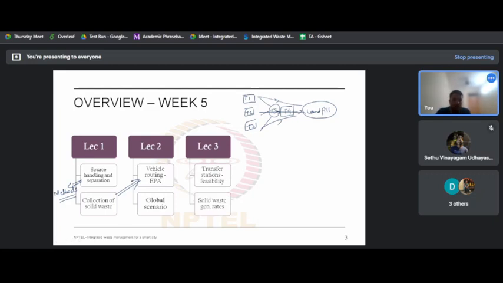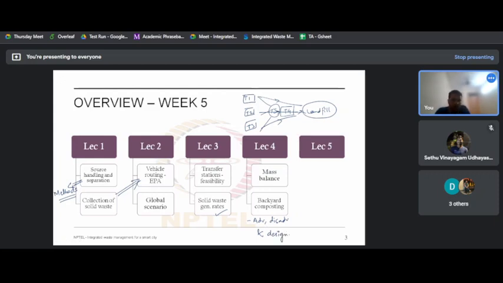Then we have the solid waste generation rates, how to decide at what rates the waste is getting generated so that we can design the system accordingly. Lecture 4 was concerned with the concept of mass balance, and how it is used to design the system of waste management. Then there was backyard composting. The main discussion was around the advantages and disadvantages. The design of the composter was also discussed.